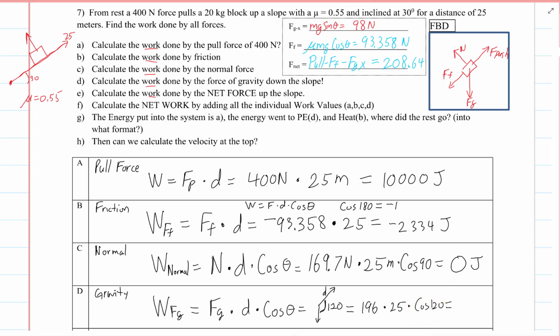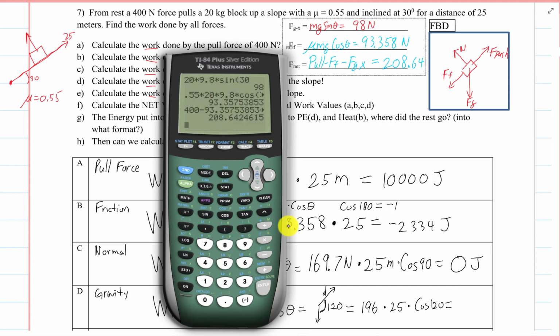And I'm just going to pull up the calculator and do that just to verify that I'm doing everything right. 25 times the cosine of 120. And I get negative 2450.